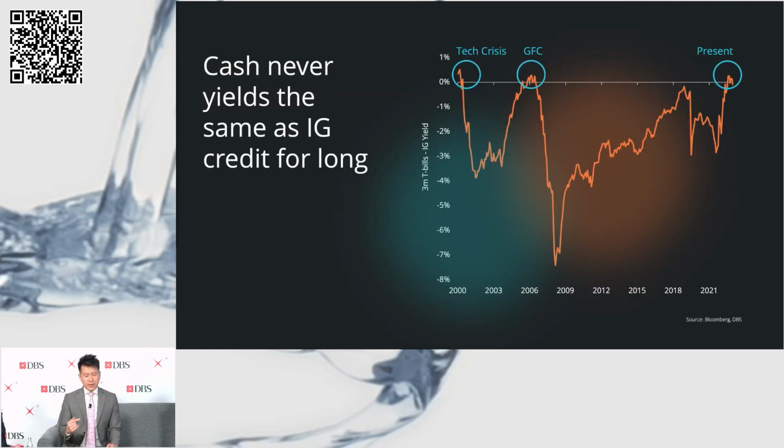So the biggest question we always get from clients is this: why not just stay with cash or deposits or T-bills when rates are so high? I would say that we do not advise it, because history seems to suggest you do the opposite of that, right? So if you look at this chart, this is the Treasury bill yield, 3 months T-bill yield, minus the investment grade credit yield. And yes, in history, there are times where these two yields look very similar.